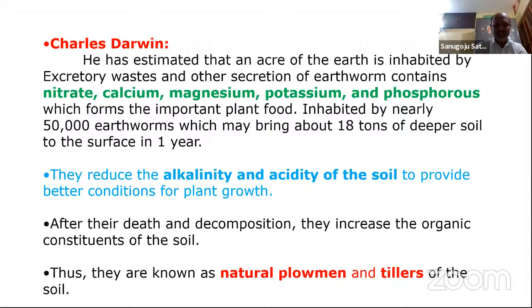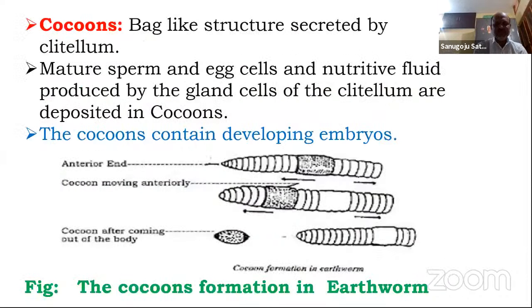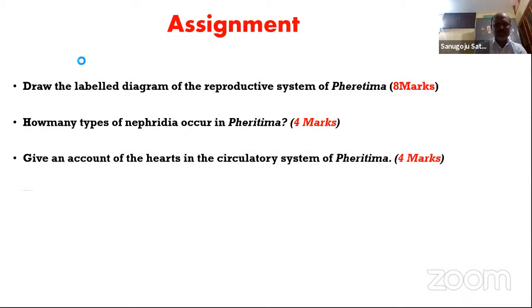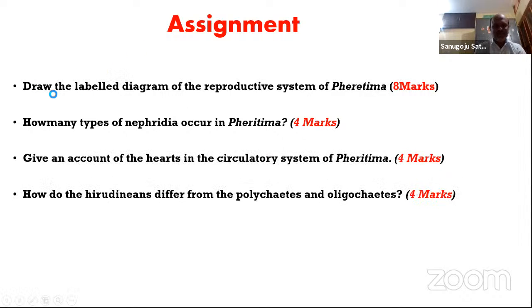After completing the reproduction and nervous system, I have given some homework, some tasks, to you. Draw a well-labeled diagram of the reproductive system of Pheretima, which is asked as an 8 marks question. Just draw the diagram and label it. Drawing a diagram neatly without labeling is no use. If you take more time to draw the diagram and do not label even 1 or 2 names, you will get 0 marks. That means labeling is very much important, children, as well as drawing.